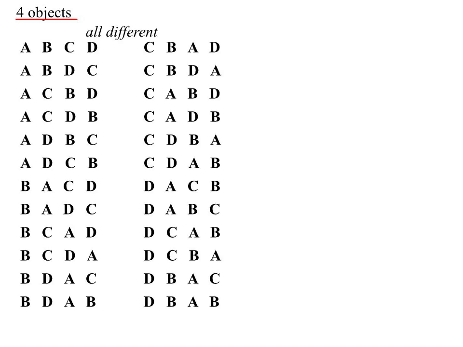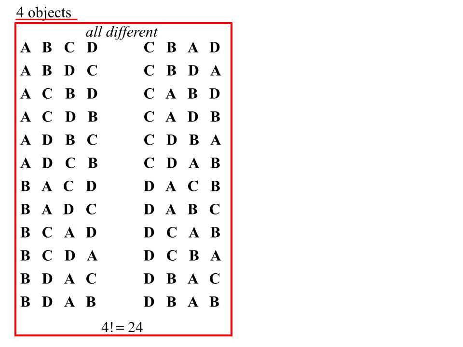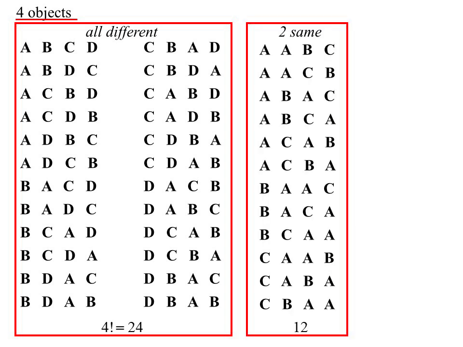Okay, let's look at 4 objects. Well, that's quite a few if we have 4 objects. In fact, there's 24 of them. If I make 2 of them the same, it's now down to 12. So again, I've divided by 2. It seems to be that's the pattern. If 2 of them are the same, I'll divide by 2.